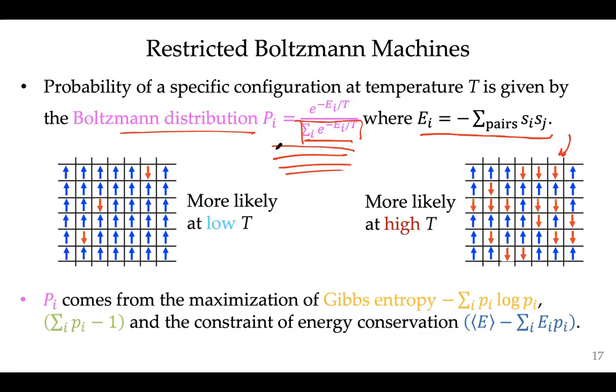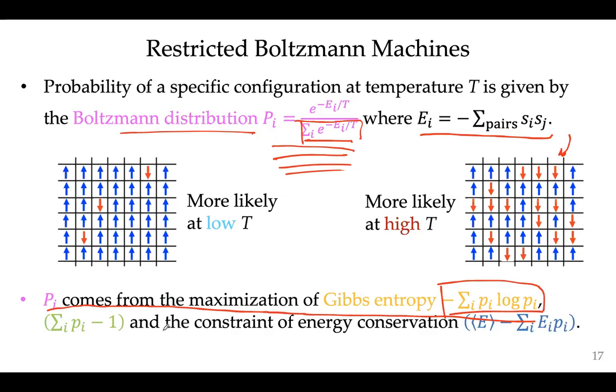Okay, but the question is, why do we have such an exponential function? Well, that Boltzmann distribution comes from maximization of Gibbs entropy. So you want to maximize the entropy. So this is the statistical mechanics part.